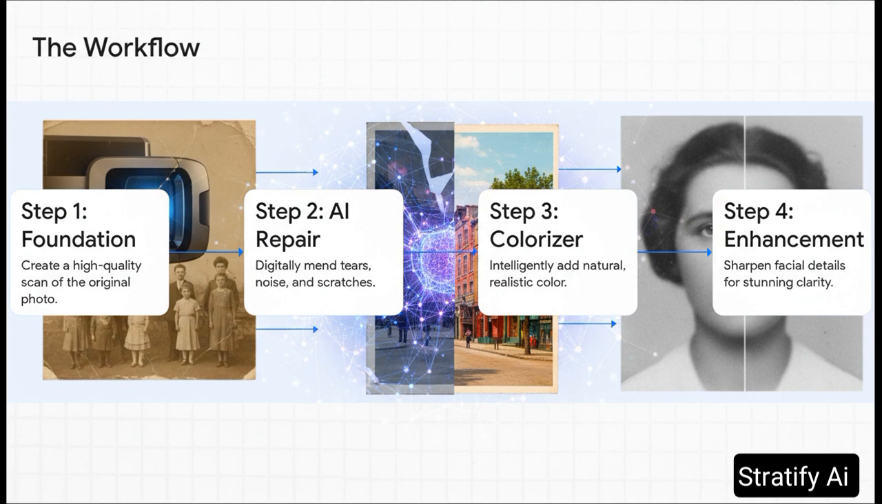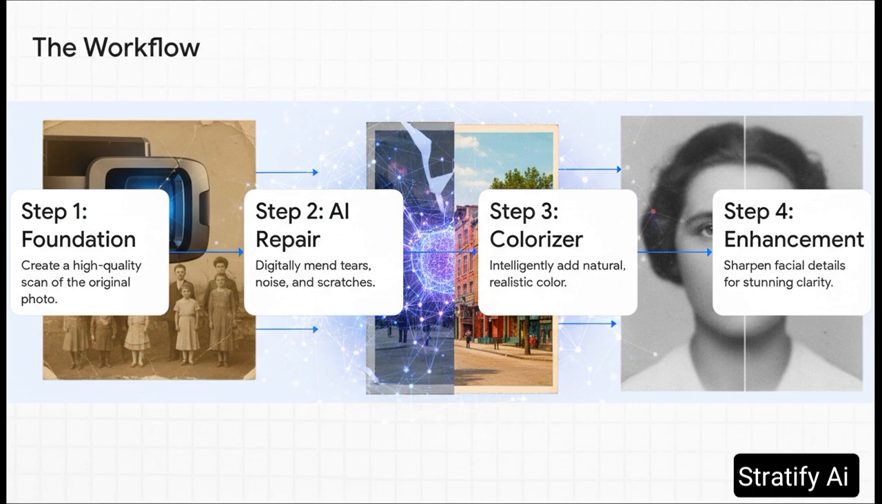Think of it like this. The better the scan, the more raw material the AI has to work with. Better ingredients, better final dish, you know? Next up, in step 2, we tackle the damage with advanced AI repair. This is where the magic really starts to happen. The software goes in and intelligently finds all that physical damage. We're talking tears, scratches, decades of dust and noise, and just digitally mends it.